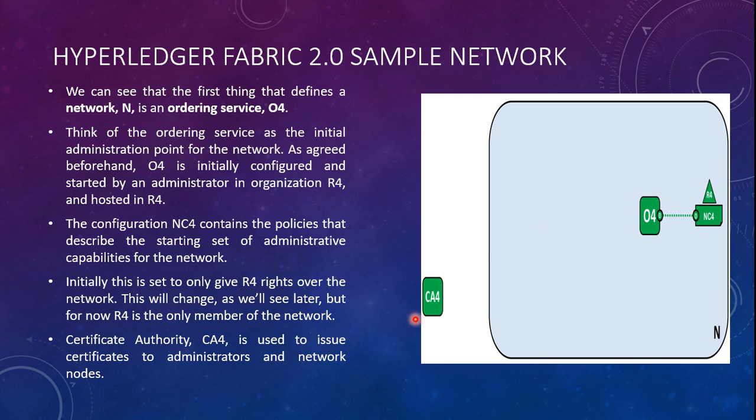There is a certificate authority CA4. This is used to issue certificates to administrators and network nodes. Now you can see that CA4 is external to the network. It is not inside the network, it is external to the network. So when we are initializing the network, we have only an R4 organization which has an ordering service O4 defined here as per the configurations in NC4.